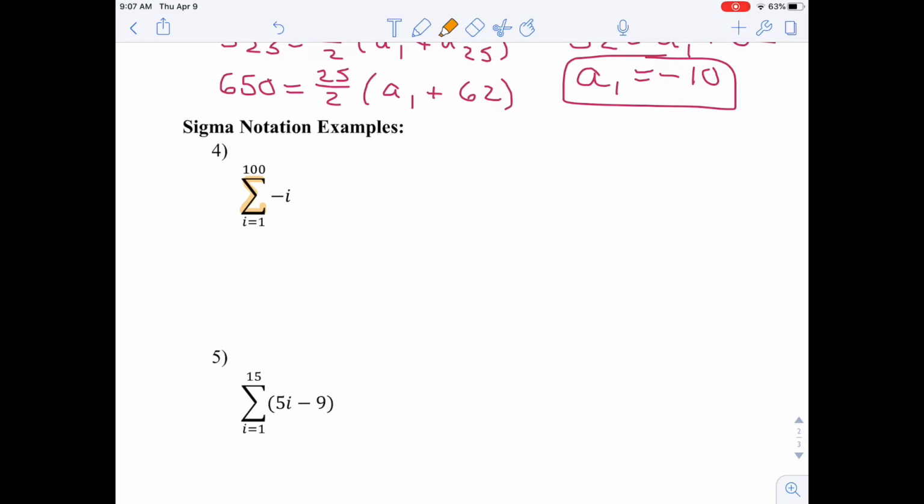So what it means is, I'm going to start with i equals 1. So I'm going to plug in a 1 for i, so it'd be negative 1. That's my first term. Then I'm going to sum that with the next term. So i is 2, so I plug in a 2, so it would be plus a negative 2, and then plus a negative 3. And this goes on until we get to i is 100, so plus a negative 100. That is what is going on in this process.